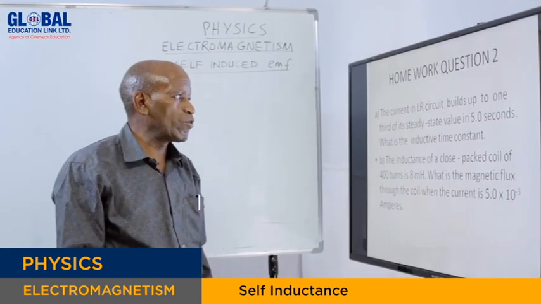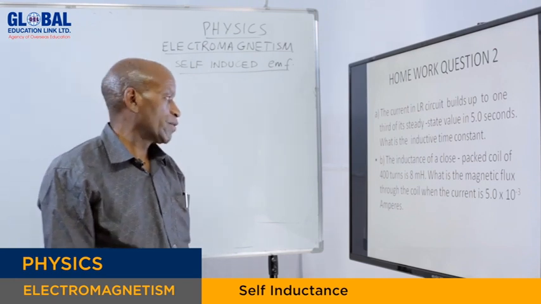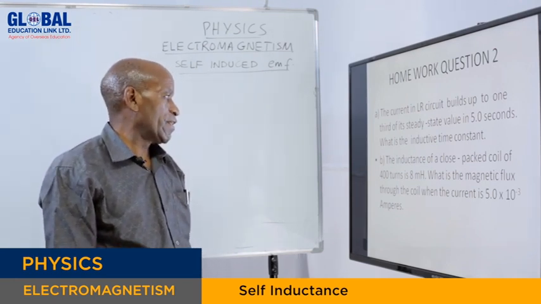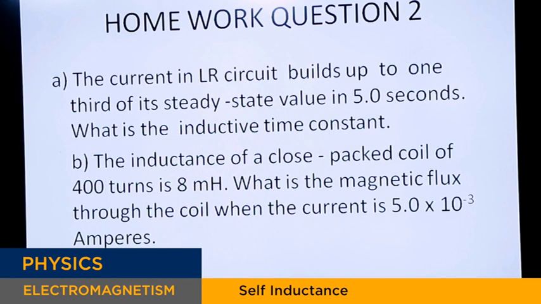Okay, let's go now to our homework number 2. It says the current in an RL circuit builds up to 1/3 of its steady state value in 5 seconds. What is the inductive time constant? And B, the inductance of a close-packed coil of 400 turns is 8 millihenries. So what is the magnetic flux through the coil when the current is 5 times 10 to the negative 3 amperes? Okay, these are 2 distinct questions.